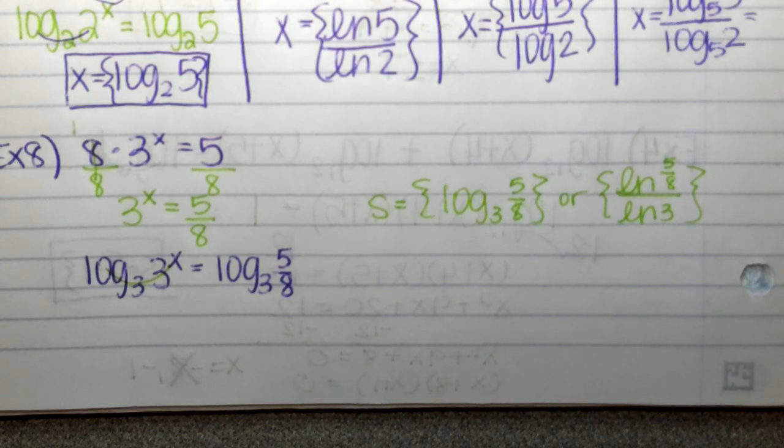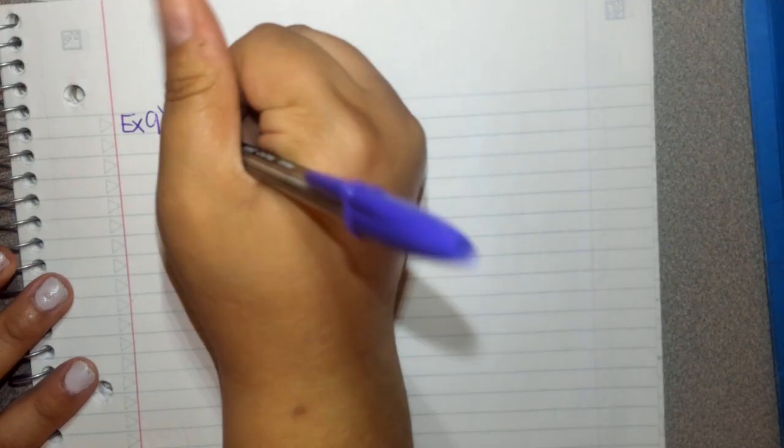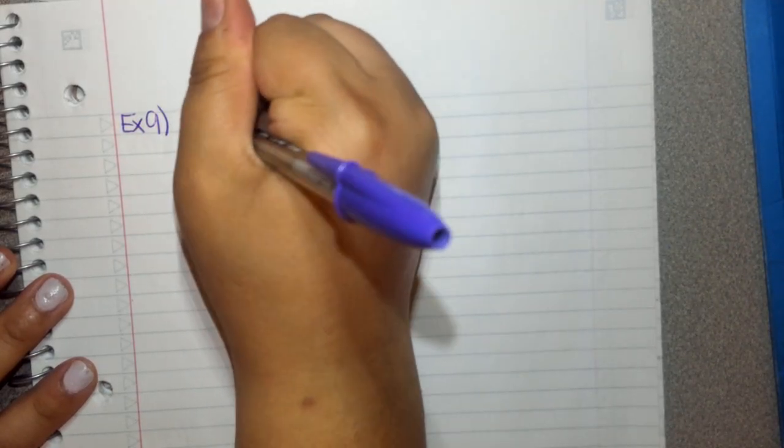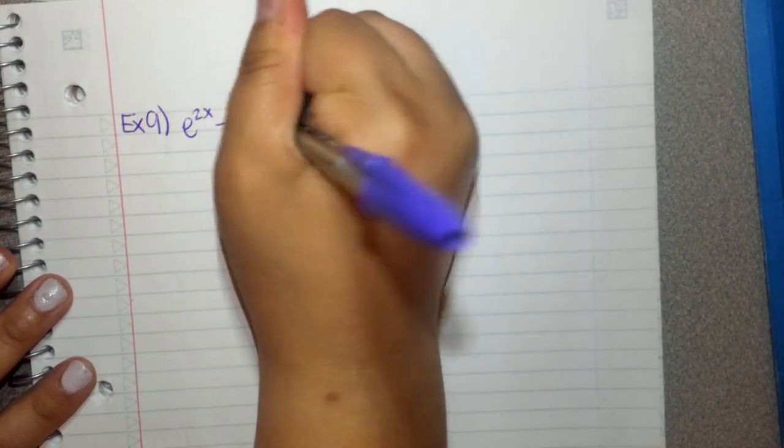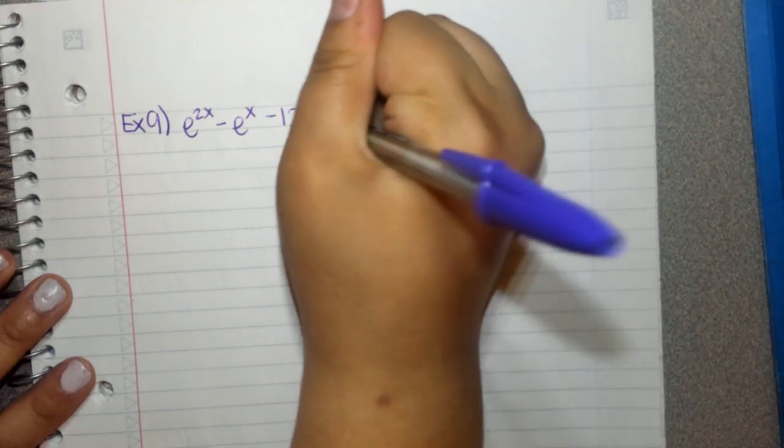Can I go on? All right, last two problems. I have to flip over because I write big. If you're on the same page, stay on the same page. Oh, no, these are not light speed questions. Example 9: e to the 2x minus e to the x minus 12 equals 0.